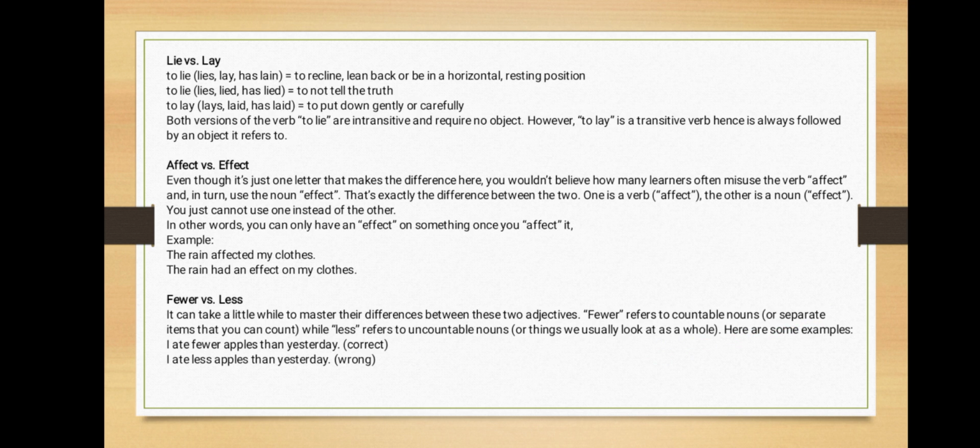Lie versus lay. To lie: lies, lay, has lain means to recline, lean back, or be in a horizontal resting position. To lie: lies, lied, has lied, to not tell the truth. To lay: lays, laid, has laid, to put down gently or carefully.